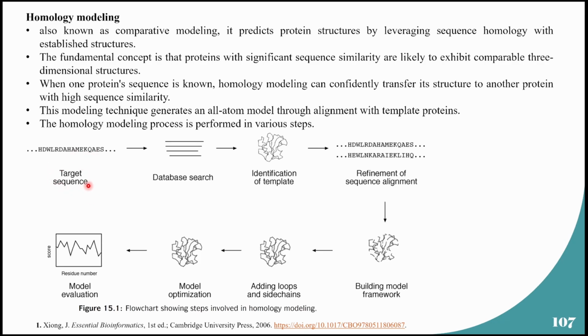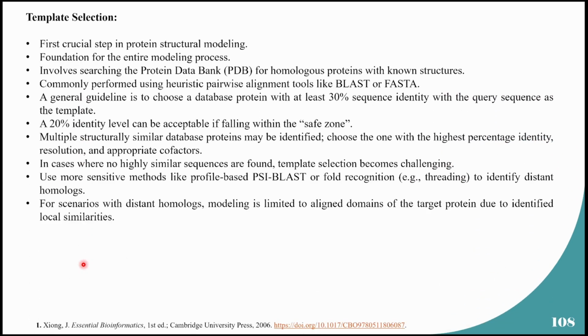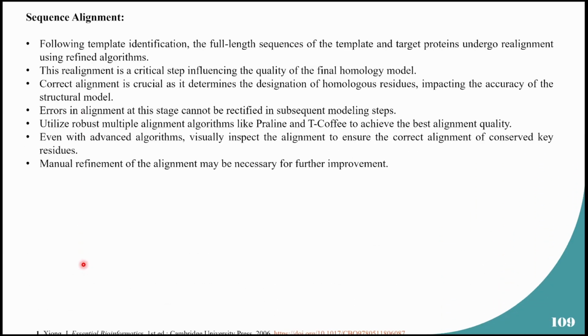So firstly, you have a target sequence. You do a database search. You identify the best template for alignment, right? Then you do the sequence alignment. From the sequence alignment, you will get information where you can get the model framework, just getting the backbone information from the aligned portions, and then you can add the side chains and loops. You can optimize the model and evaluate the model. In total, that is homology modeling. Firstly, you do the template selection, which is quite important, as it is forming the foundation of your homology modeling. You do the sequence alignment, of course.